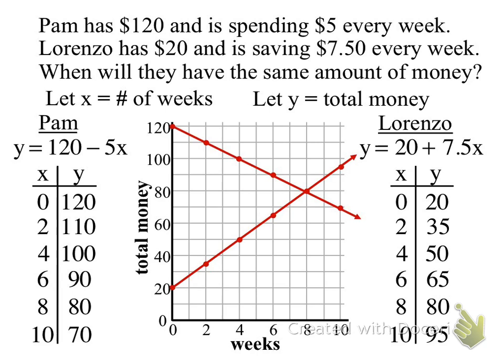So the question for this system is, when will they have the same amount of money? In week 8, they will have how much? $80. In week 8, they will have $80. In 8 weeks, they will have the same amount of money, $80.